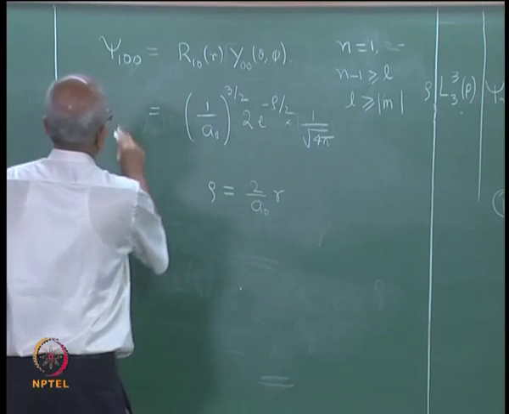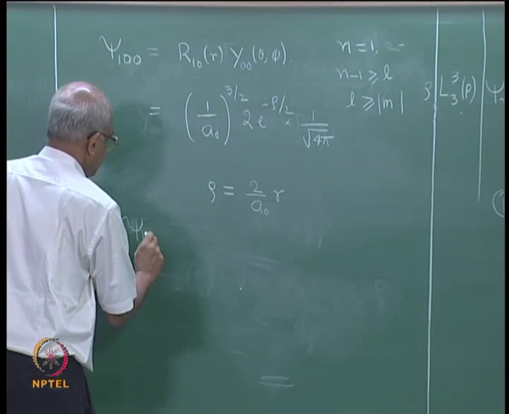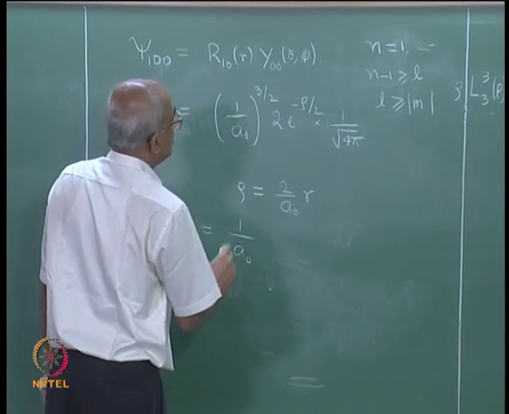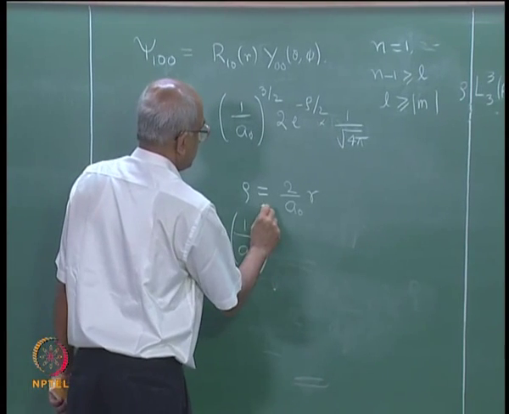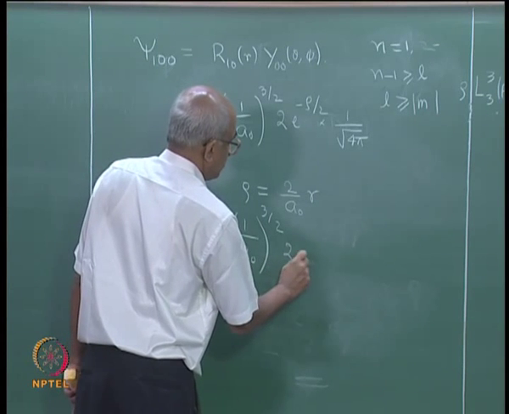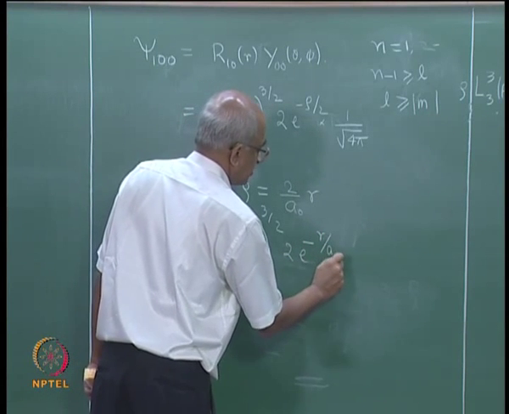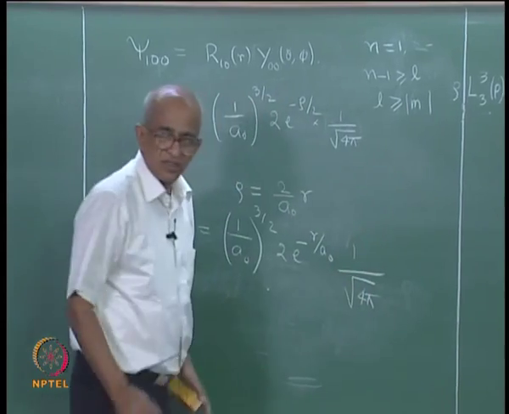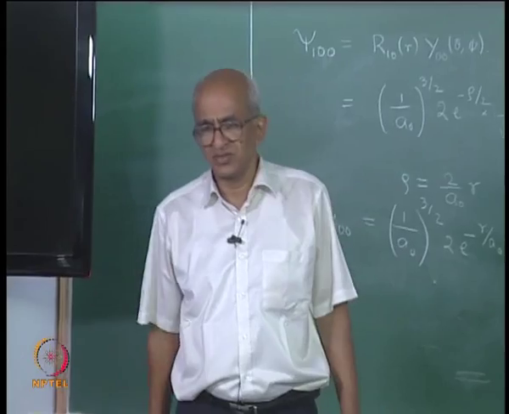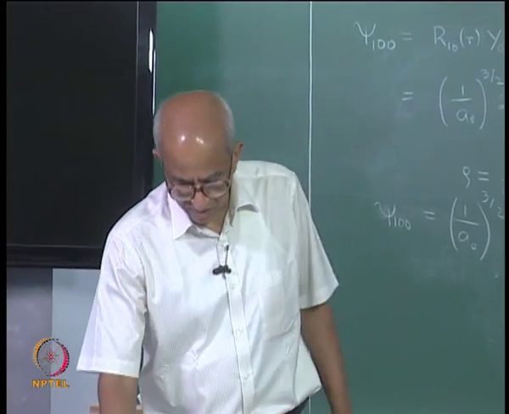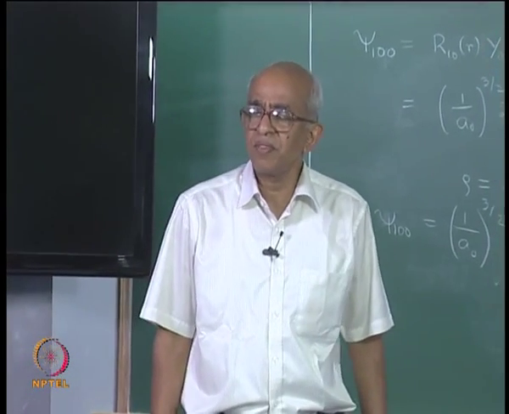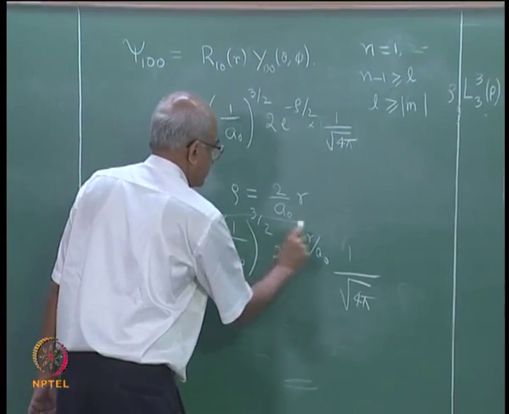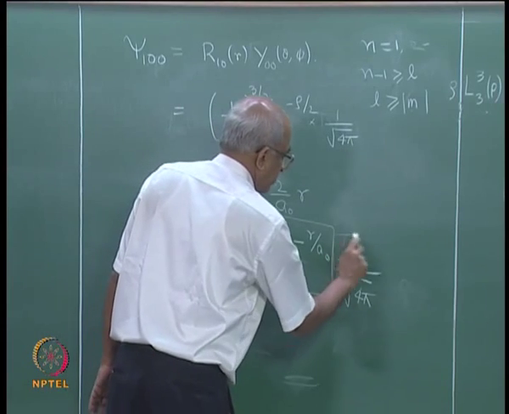So, combining all these things, I will get psi 100 to be equal to 1 by A0 to the power of 3 by 2, 2 e to the power of minus r by A0 into 1 by square root of 4 pi. This is my final answer if I did all these things. Right. And now, remember, this is the radial part of the wave function, and that is the angular part of the wave function.